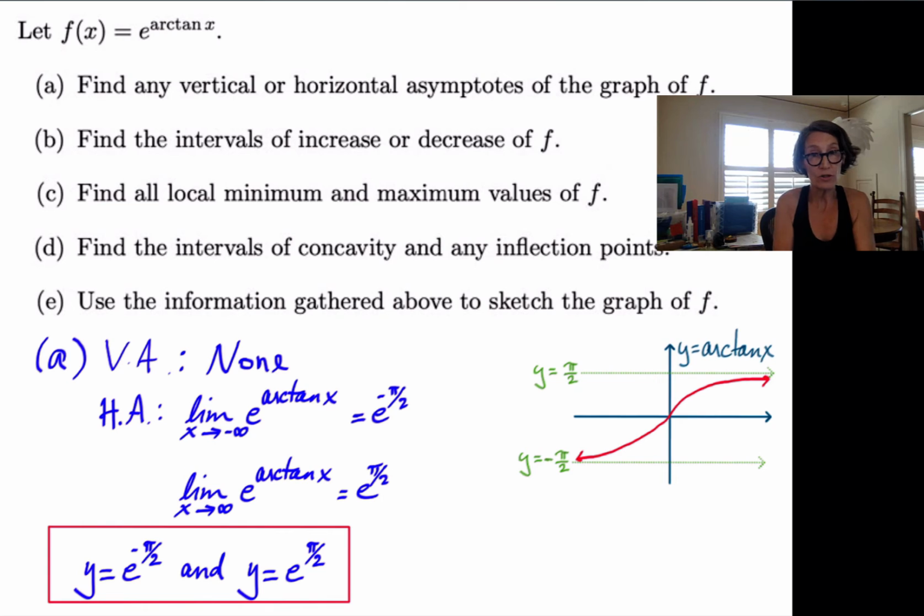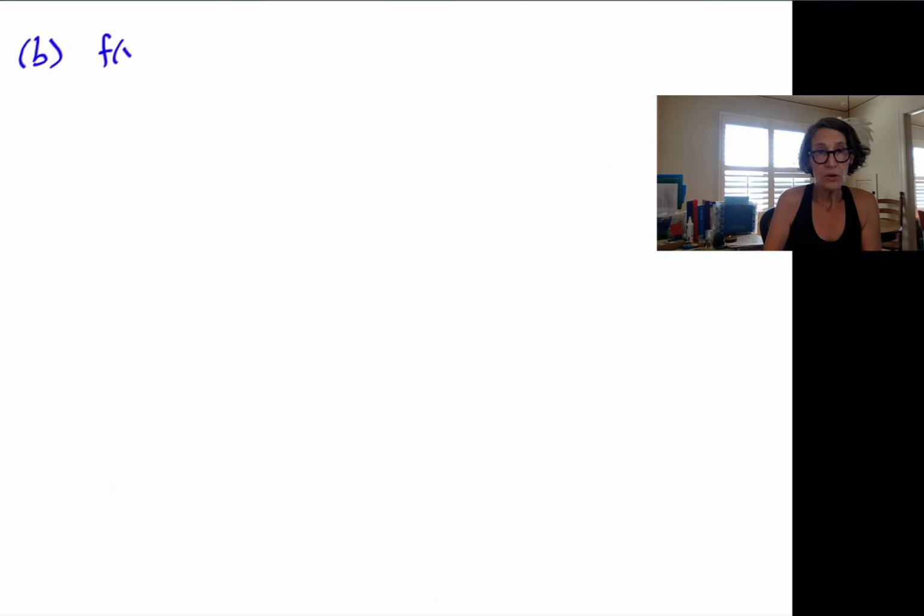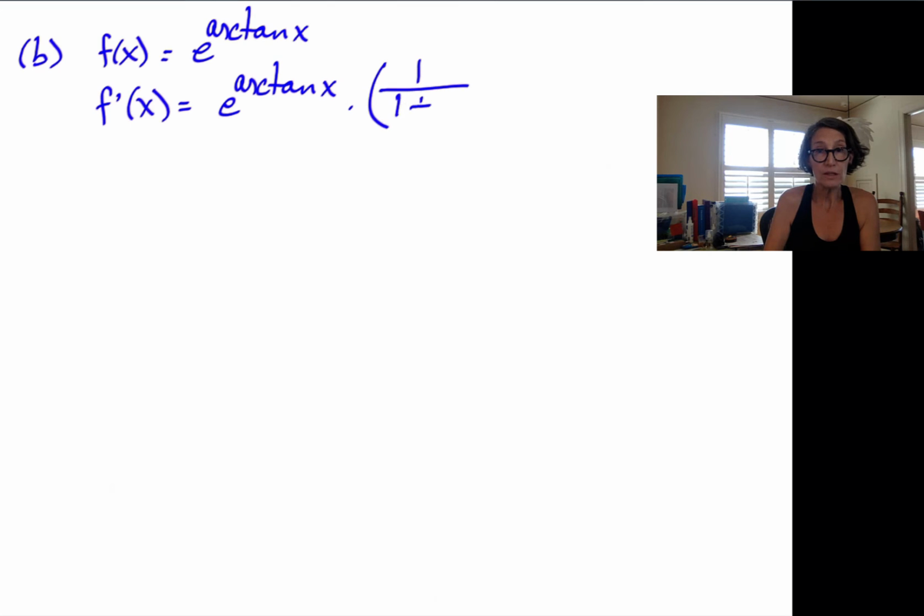So we need the equation of a horizontal line. So let's look at part B. In part B, we need to take the first derivative. So differentiating e to the arctangent of x using the chain rule, it's the derivative of the outside with respect to the inside times the derivative of the inside.